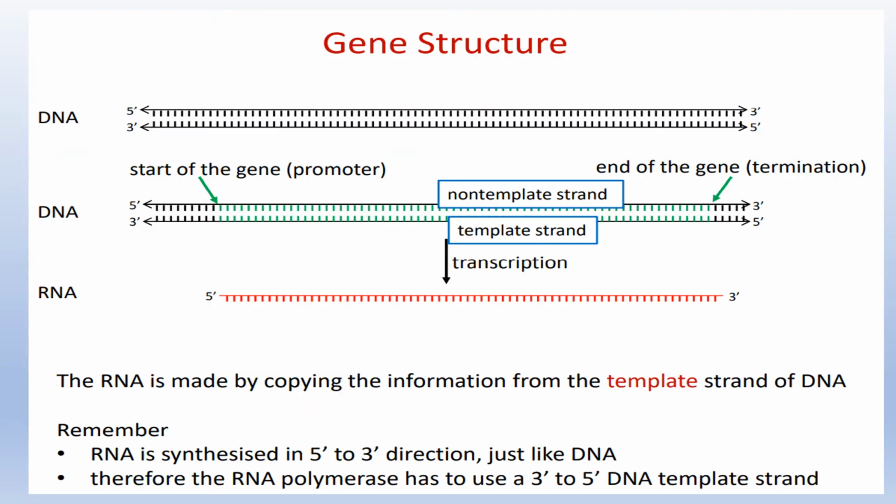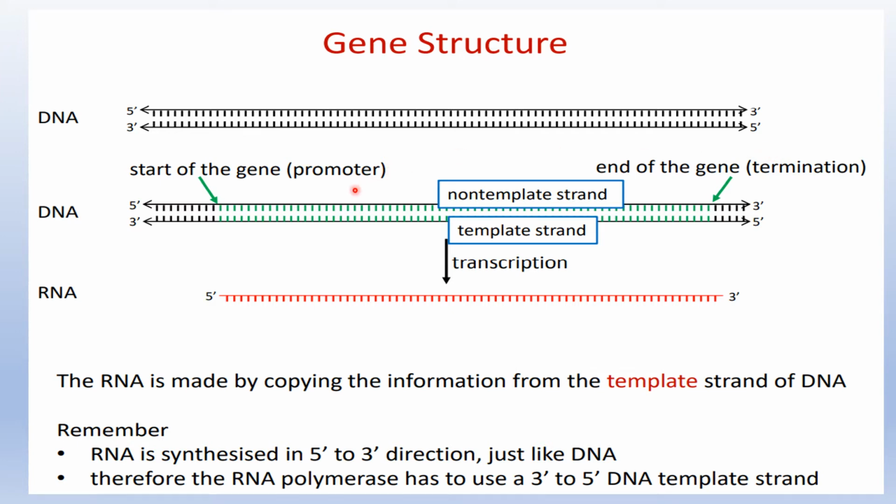There are three steps involved in transcription. First one is initiation, second one is elongation and third one is termination. In the primary step of initiation, the RNA polymerase binds to the region of the gene called the promoter site. See, this is the promoter site and this is the termination site.